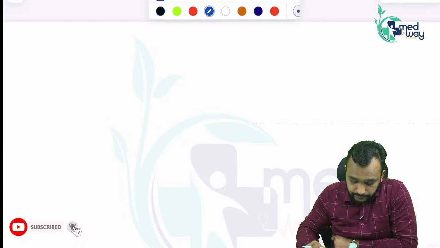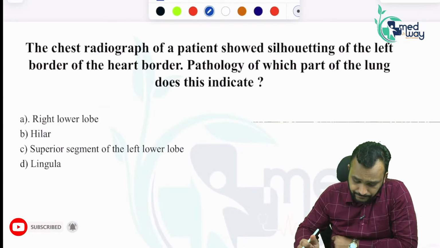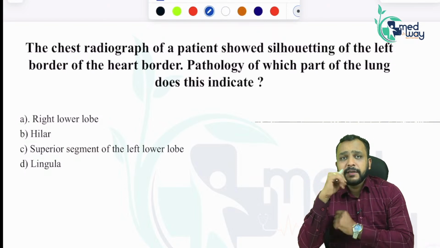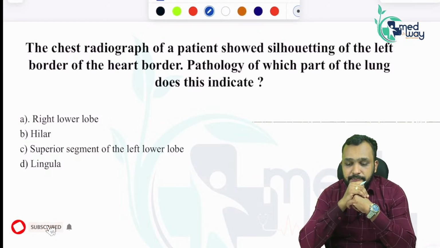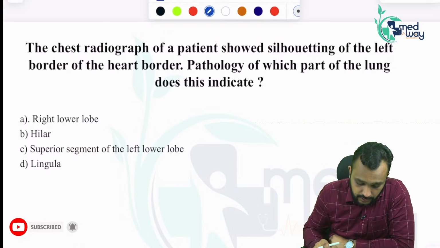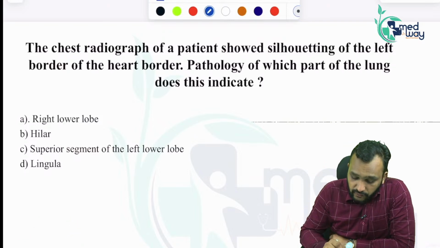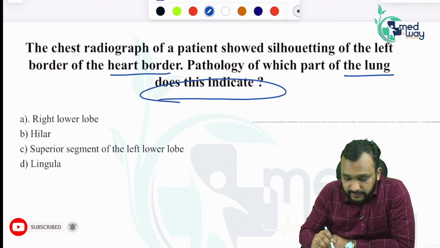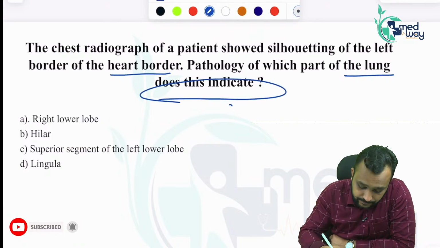Now coming to the next X-ray, the next question. The chest radiograph of a patient showed silhouetting of the left border of the heart. Pathology of which part of the lung does this indicate?